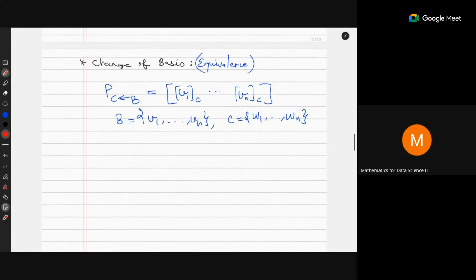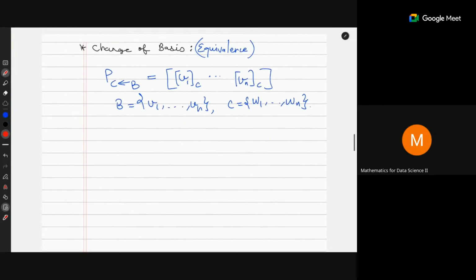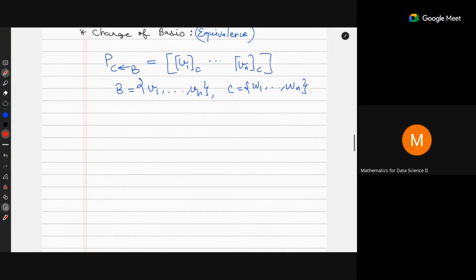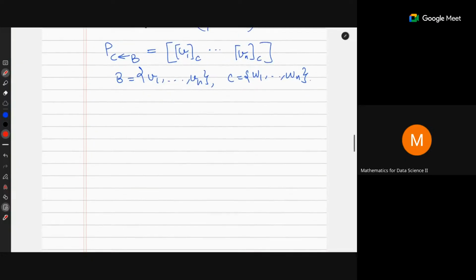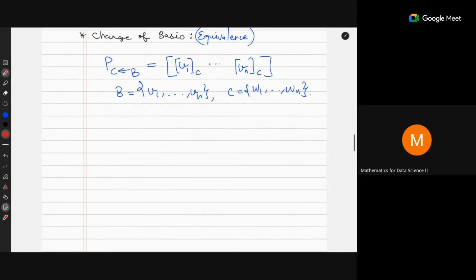Okay, now let's see the change of basis matrix. So suppose you have... So for change of matrix, let me first recall.